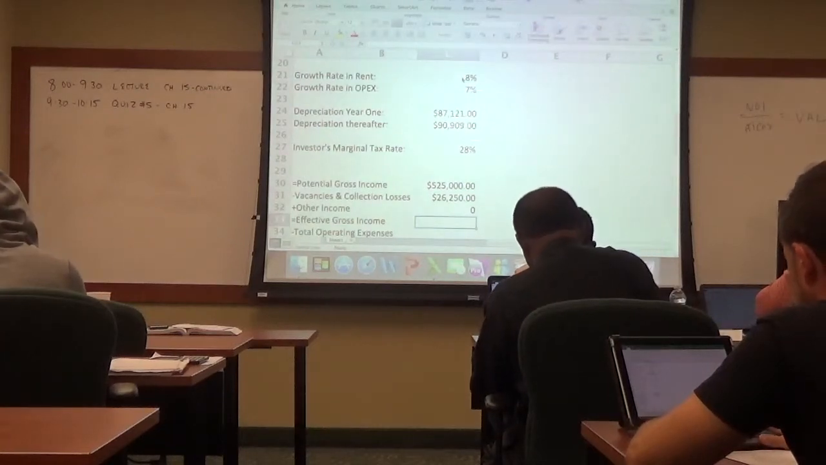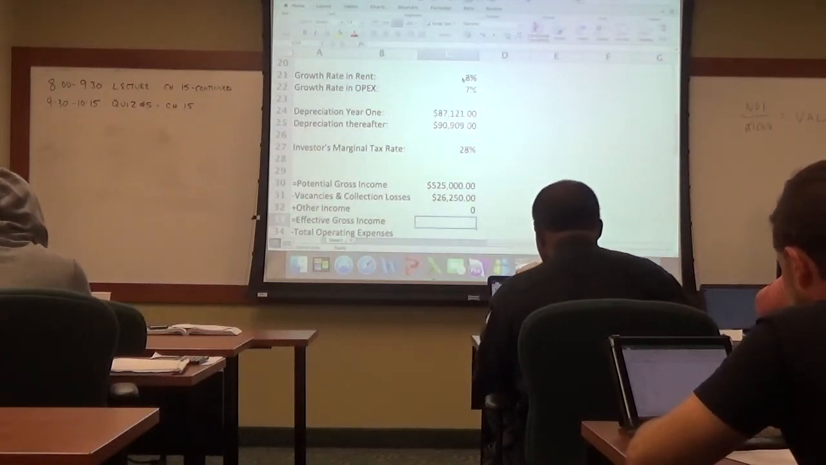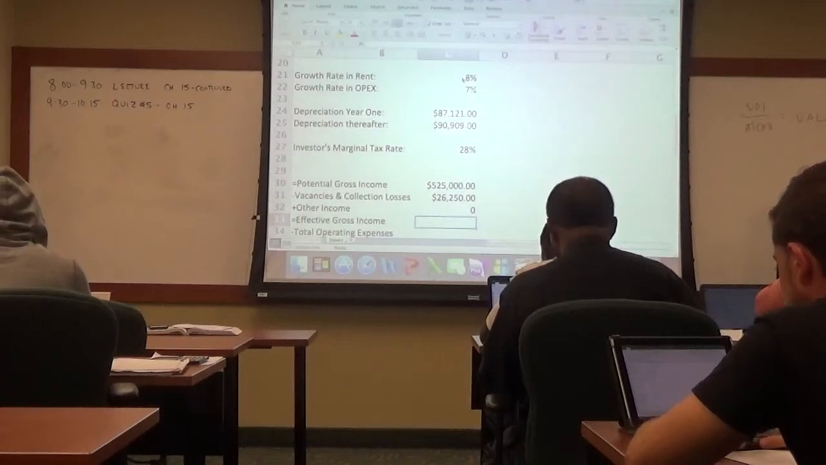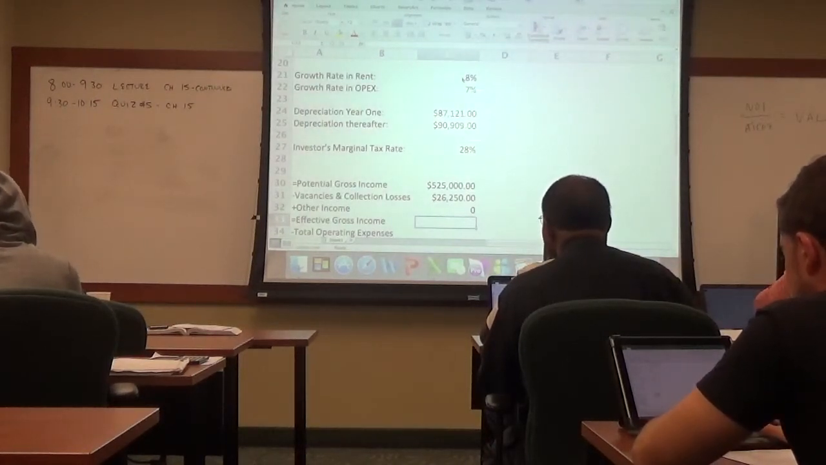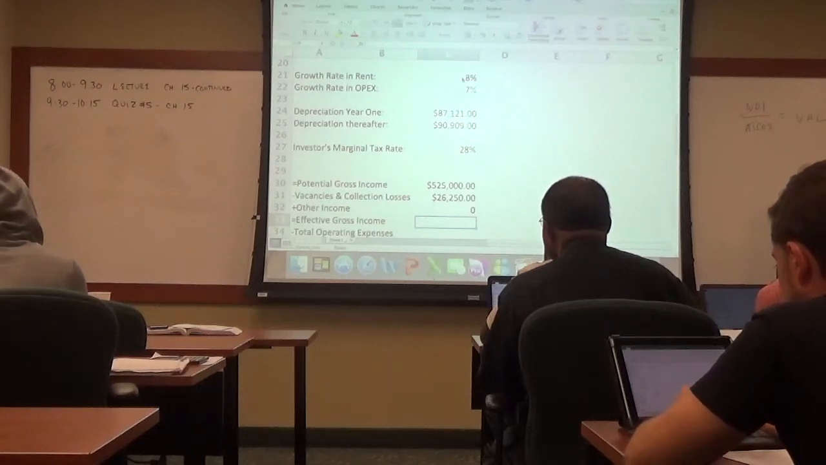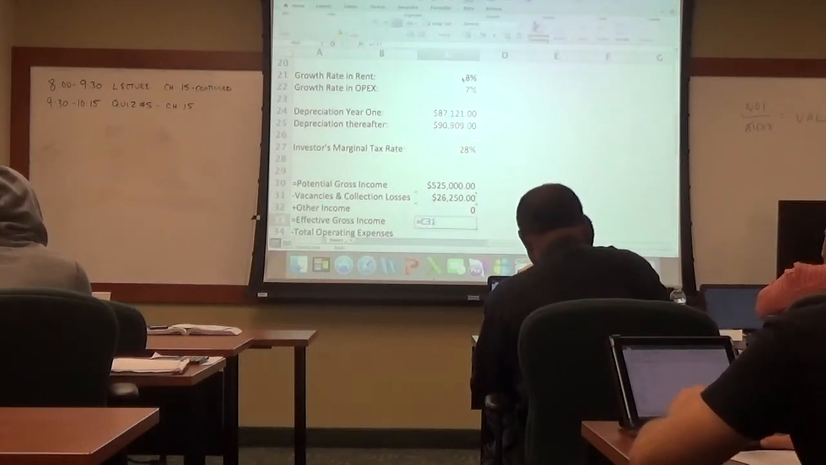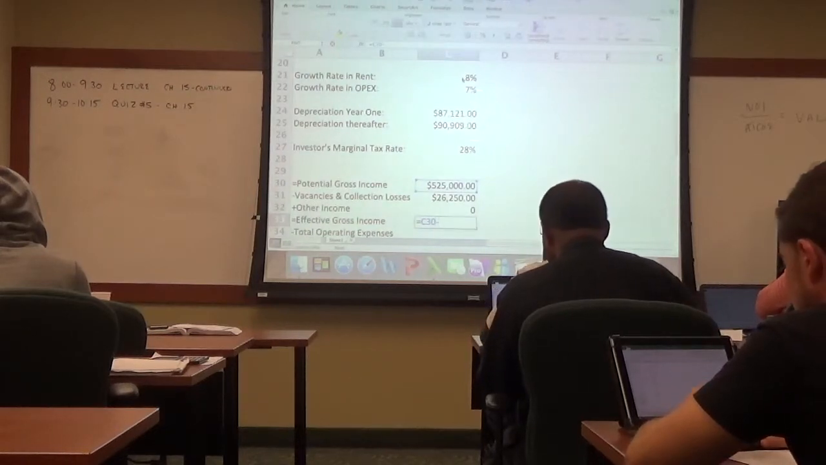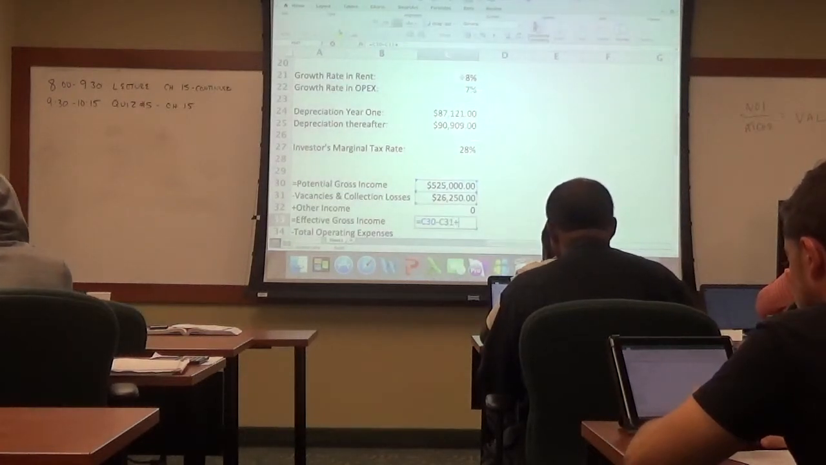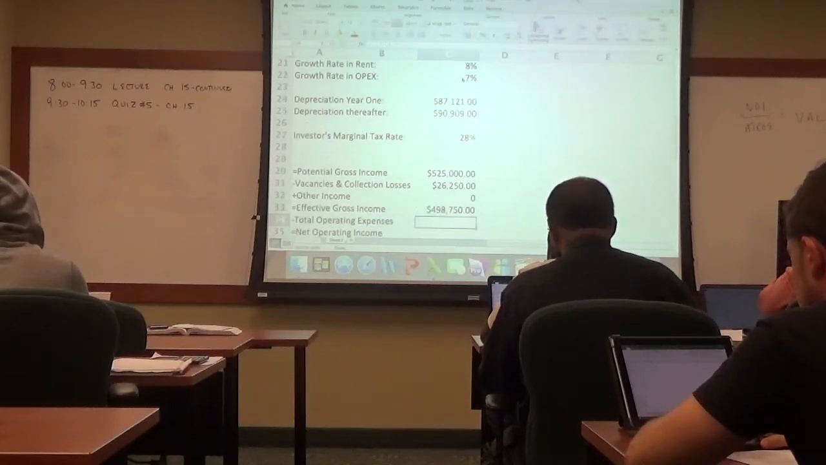All right. So now to calculate the effective gross income, or what they're calling net rent, I'm simply going to take equal, and then I'm going to go up here to the potential gross income minus the vacancy and collection losses plus the other income, and then hit enter. So we should get 498,750.